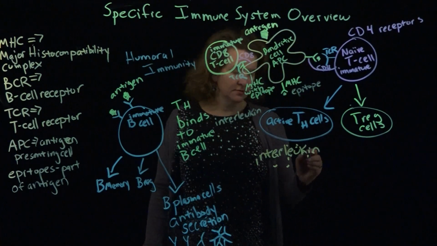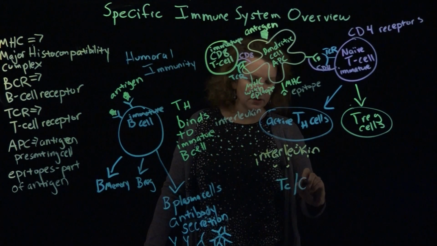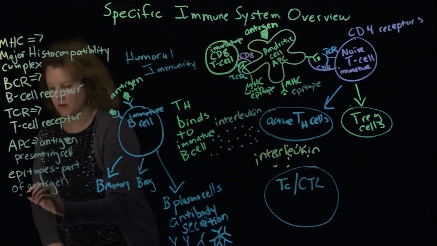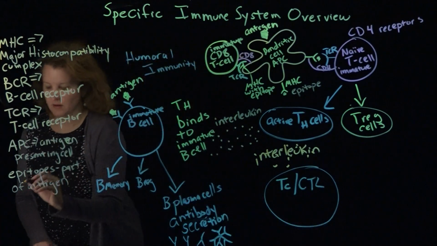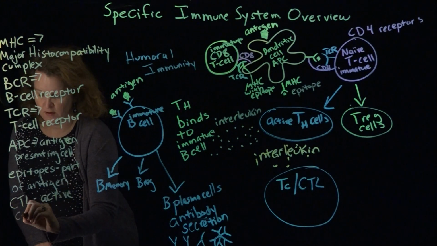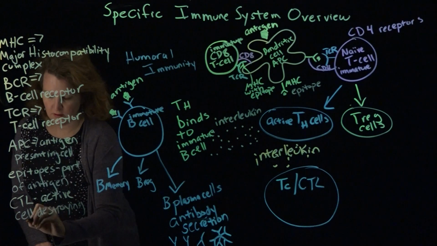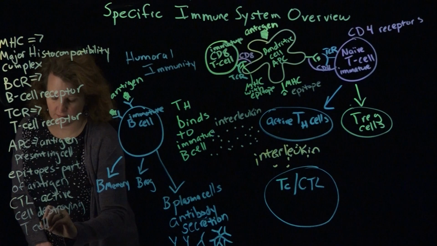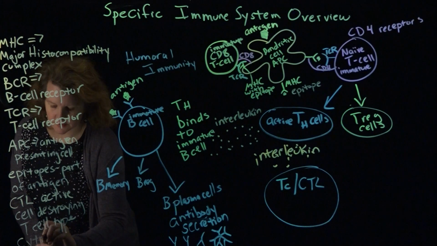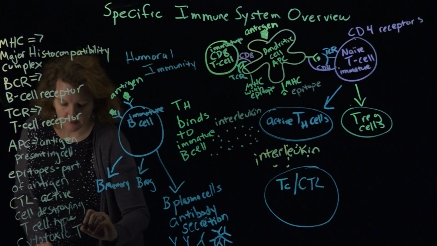And now this cell is going to become what's called a cytotoxic T cell, but the true active term is cytotoxic T lymphocyte. And I'll put that over here. This is the active cell-destroying T cell type. I'm going to squeeze in here cytotoxic T lymphocyte.